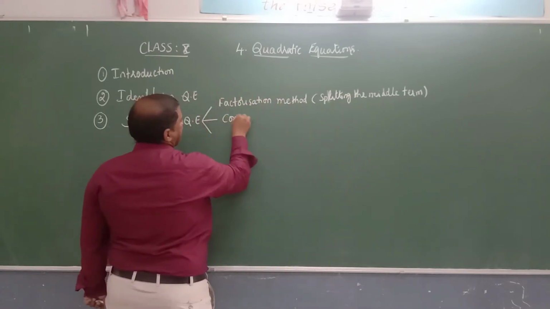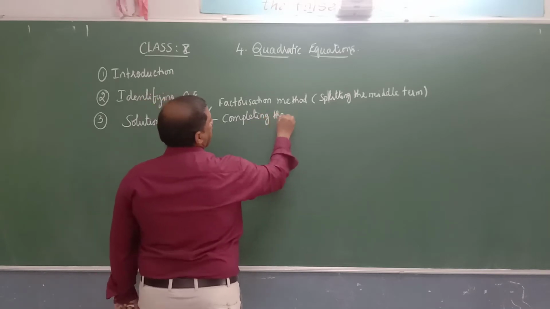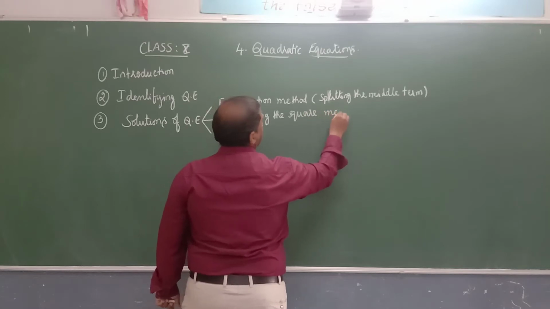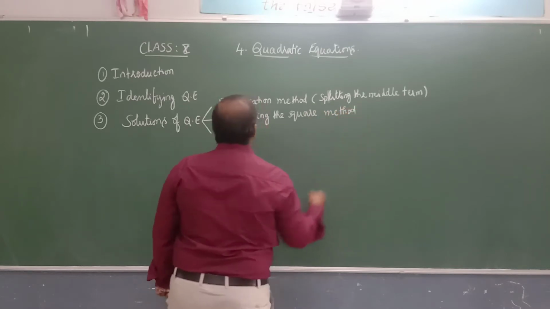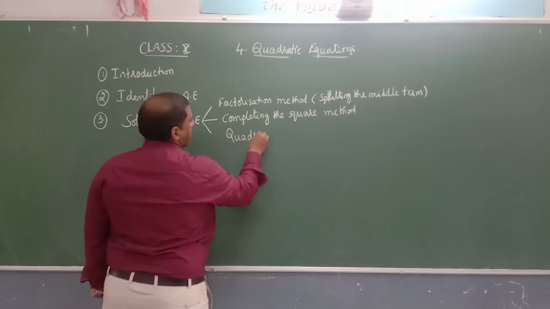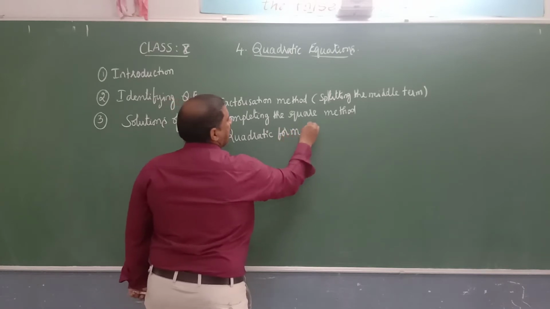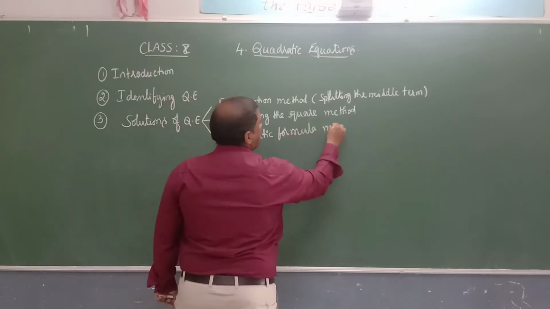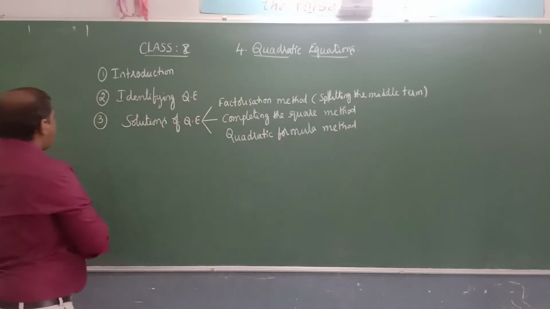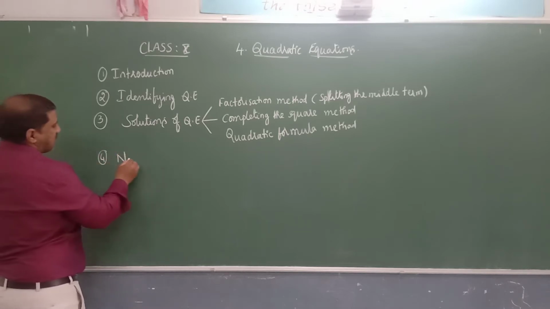Then the second is the completing the square method. Then the third one is the quadratic formula method. So this is one topic. The last topic is nature of the roots, or nature of solutions.